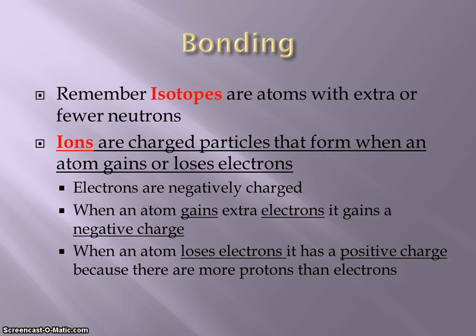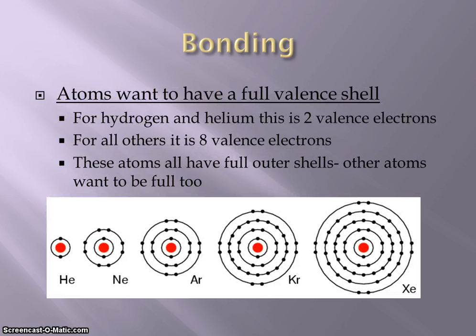Electrons are negatively charged, so when an atom gains electrons, it has more negatively charged electrons than positively charged protons, so it actually has a negative charge. When an atom loses electrons, it has fewer negative electrons than positively charged protons, so it gains a positive charge. That is important because we know that negative and positive attract each other. So if you have a negative ion near a positive ion, they are likely going to attract each other. Very important for bonding, right?